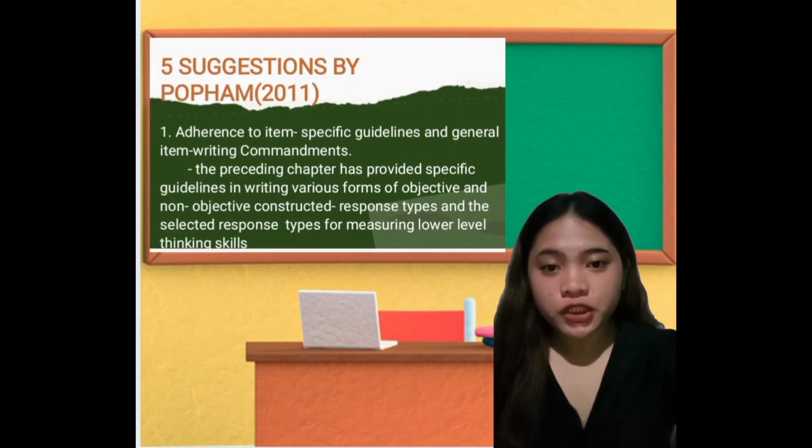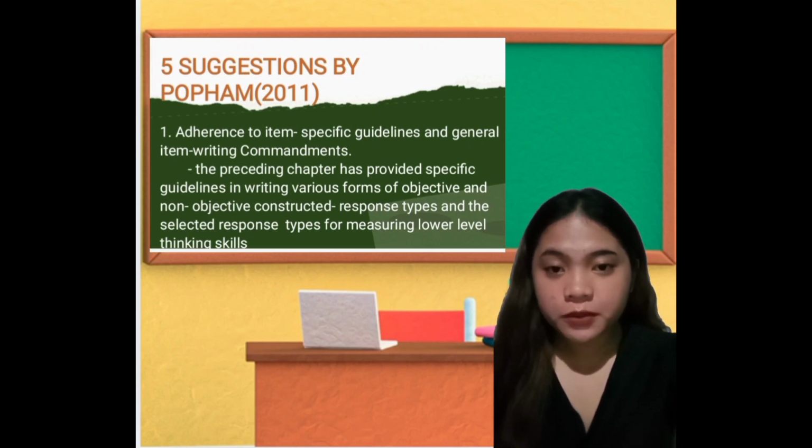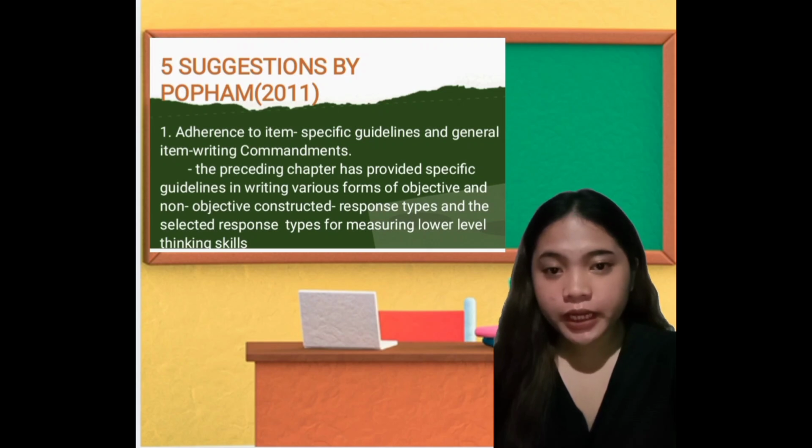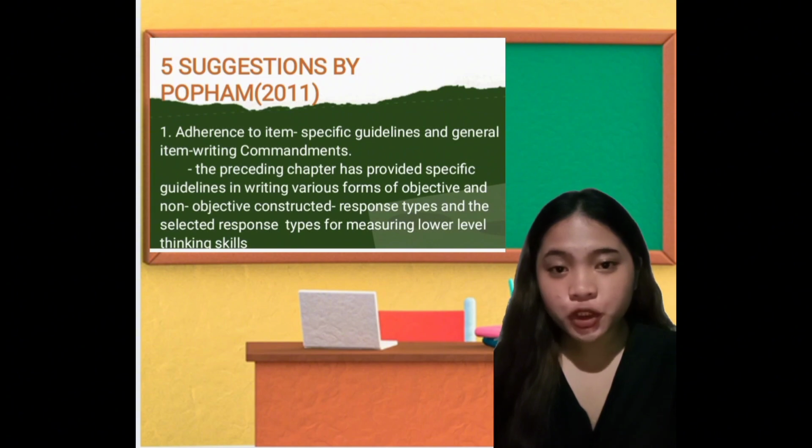So, the first suggestion is adherence to item-specific guidelines and general item-writing commandments. The teacher has provided specific guidelines in writing various forms of objective test items and more general guidelines applicable in all item formats, for example, avoiding ambiguity and avoiding irrelevant thinking skills. These guidelines should be used by the teacher to ensure that good test items have been planned and written, particularly in their alignment to intended instructional outcomes.